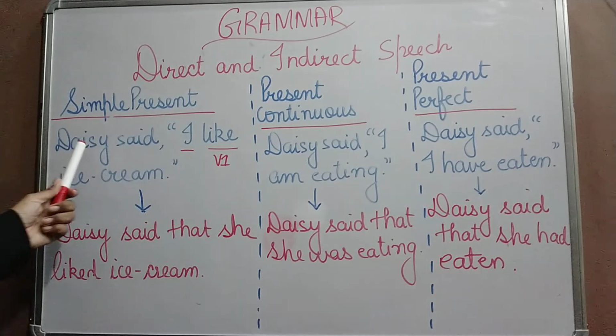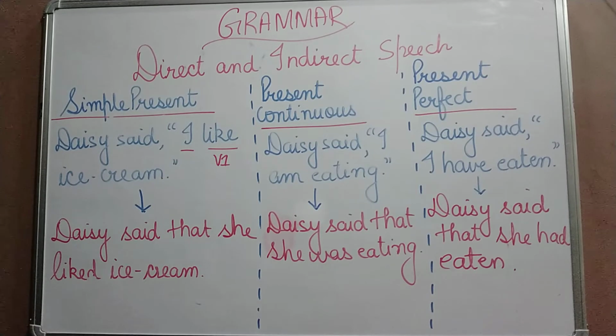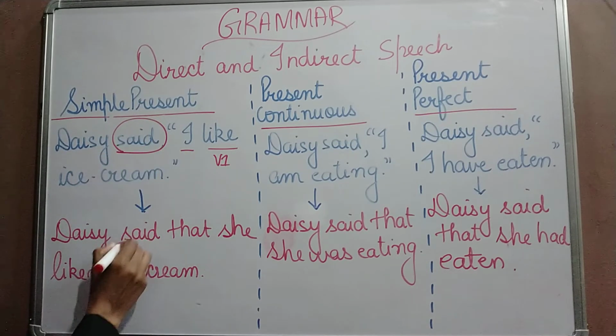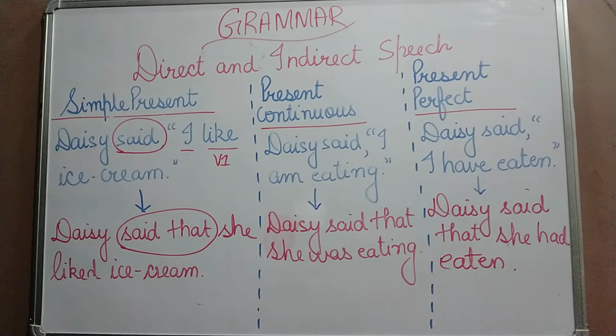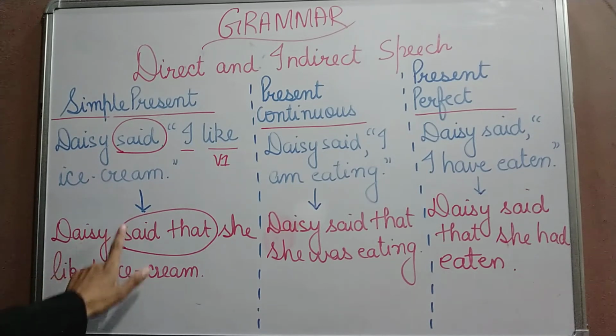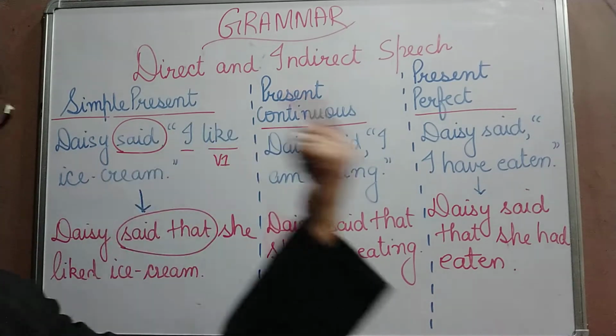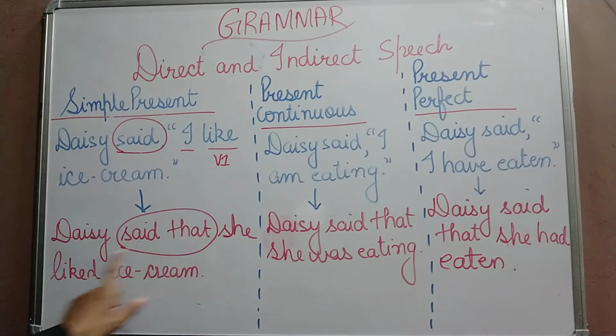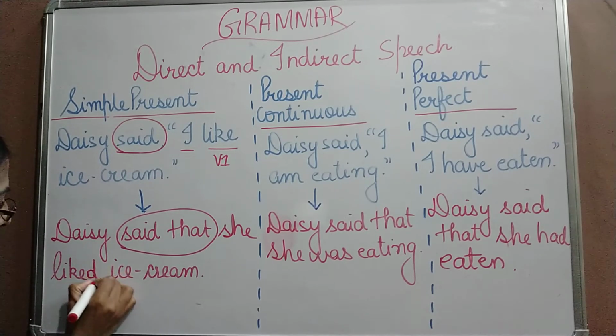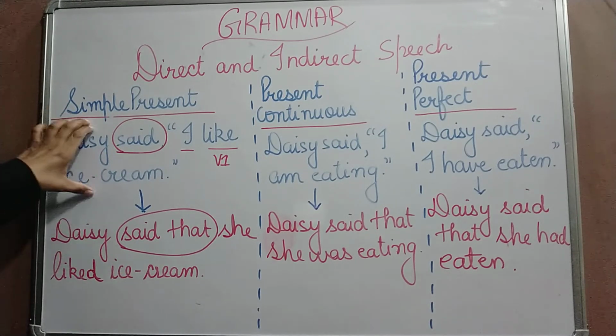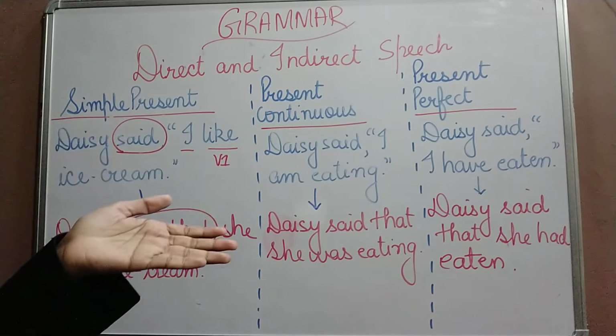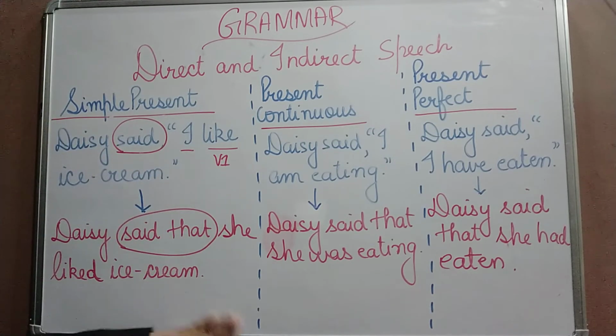Let us change it. Daisy said, I like ice cream. Daisy said. Said always changes to said that. Remember. Okay. Daisy said that, I will change into she. Daisy said that she liked ice cream. And your verb will be used in the past tense, because this had already happened, no? Daisy already told you, and now you are reporting it to someone else. So this is already the past tense now. Daisy said that she liked ice cream.